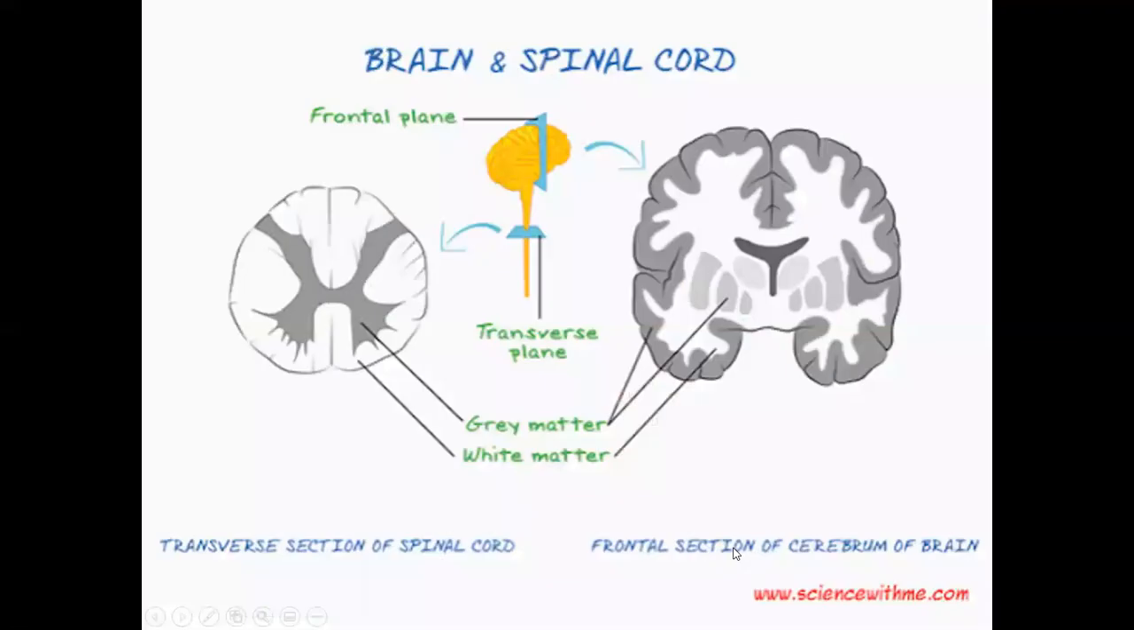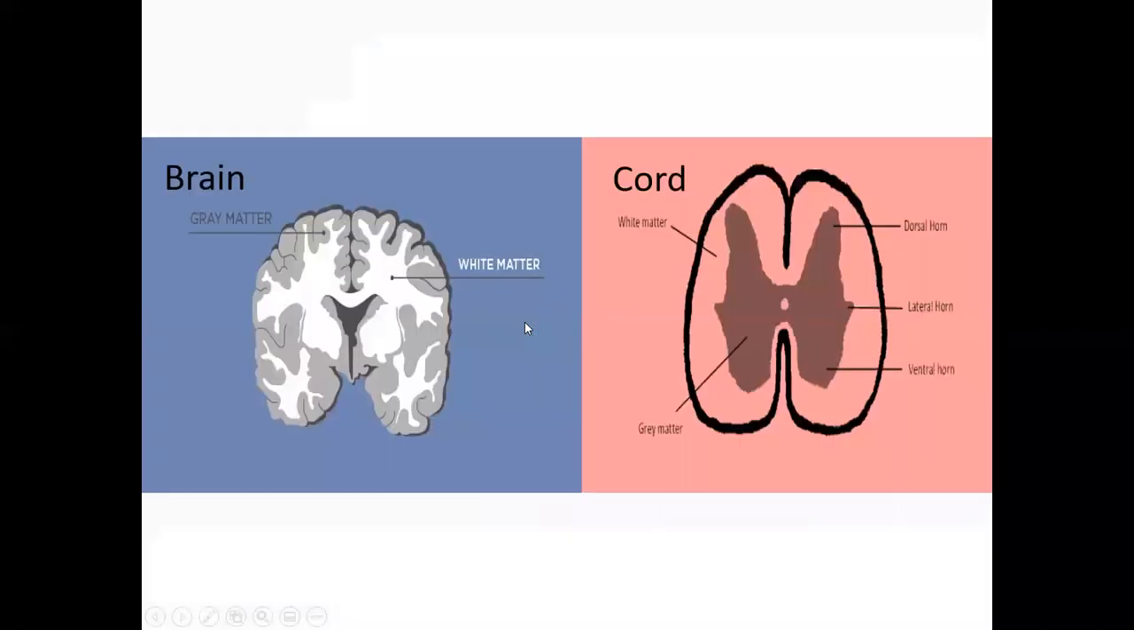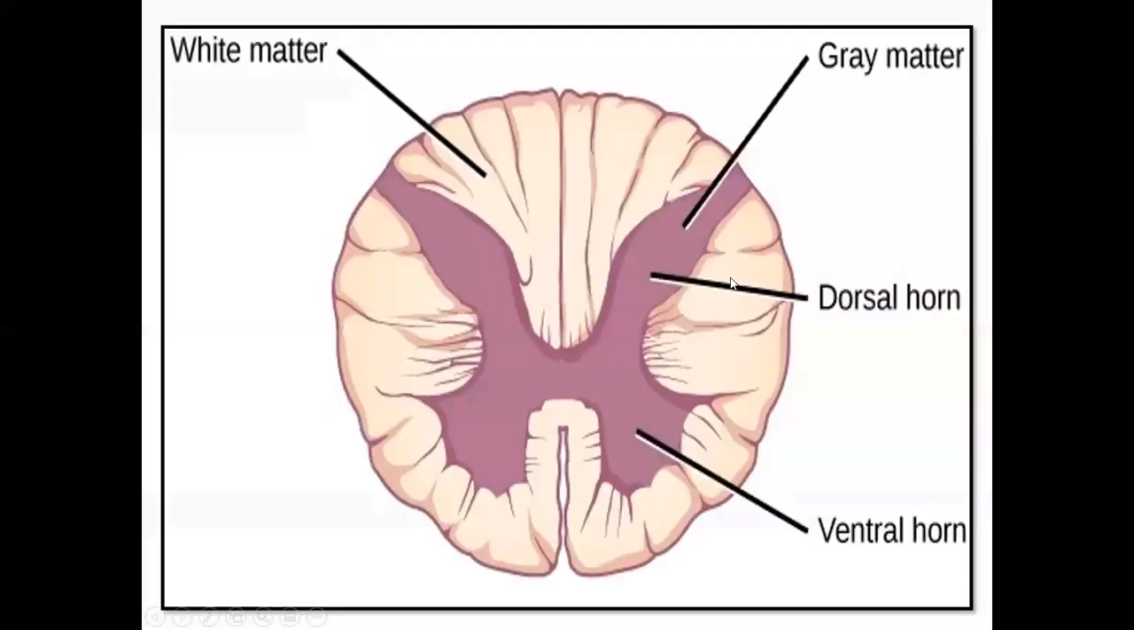So if you see the brain and spinal cord differences, in the brain the gray matter is outside and white matter is inside, but in the spinal cord it is opposite. Gray matter inside, white matter outside. You can see here. So brain, as I told, gray matter outside, white matter inside. Cord, white matter outside, gray matter inside. See, in the spinal cord, white matter outside, gray matter inside.